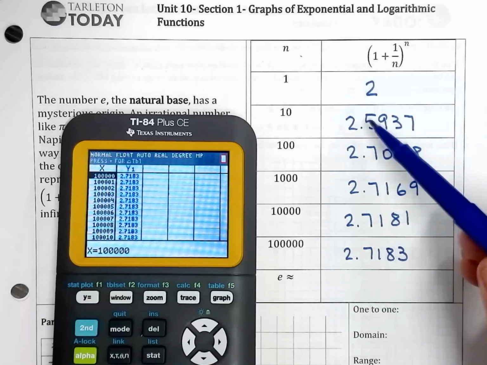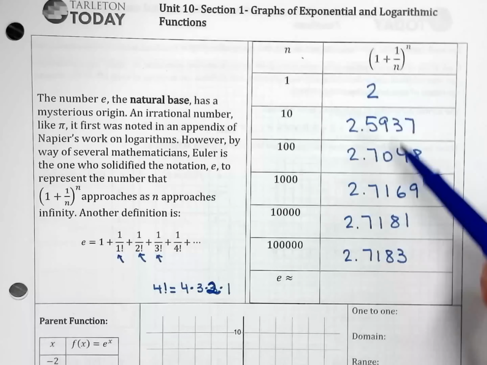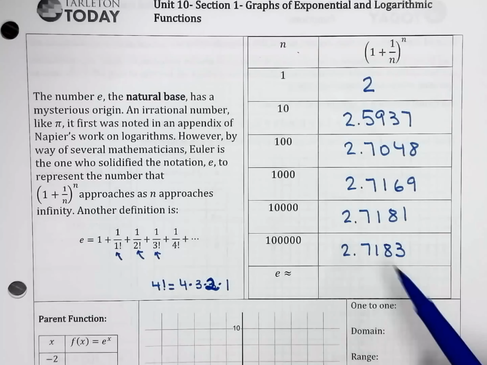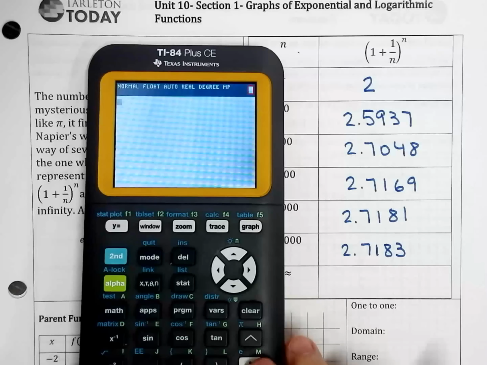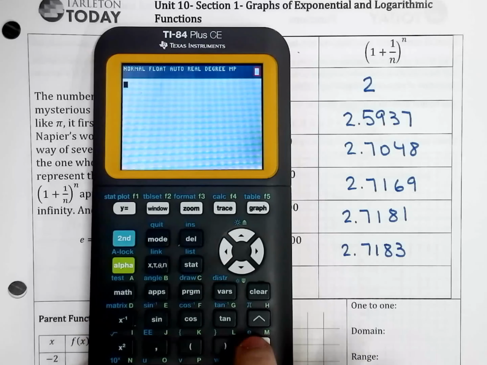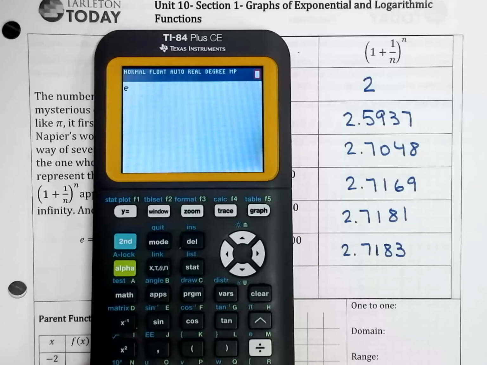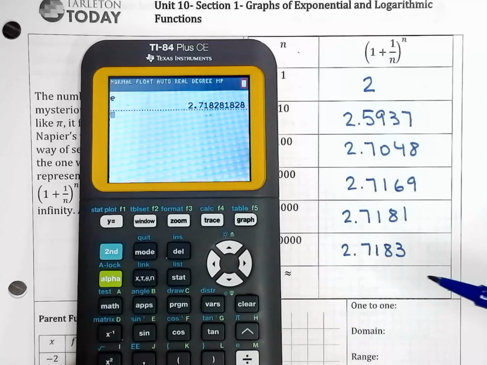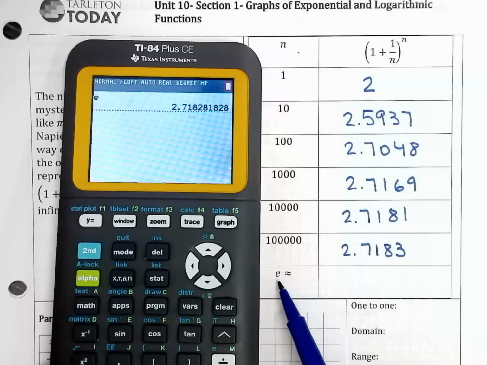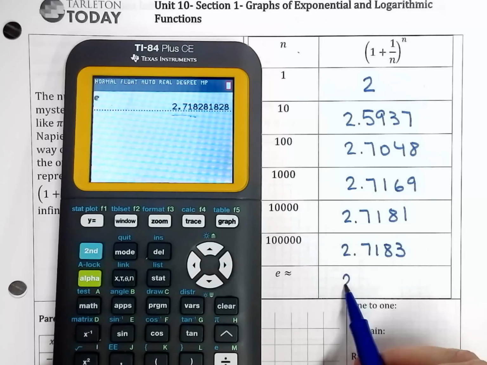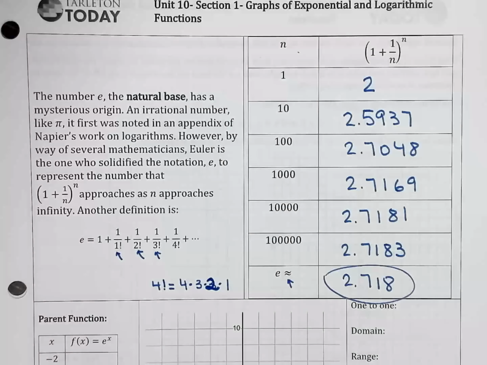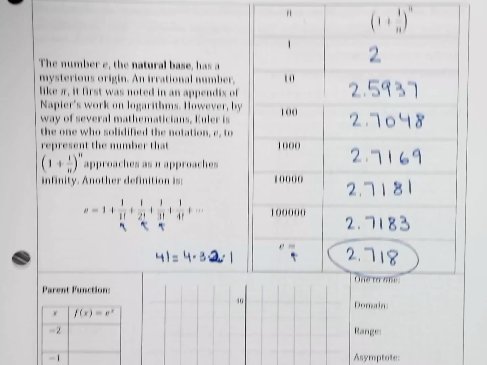So after this, we can see that it goes from 2, 2.5, 2.7, and it levels out right there at about that number. And if you were to look it up, see that little e right there written in blue? If you press second e, that will give you that very same number that we came up with from that formula right there. Okay, so e is about 2.718. That's what that means, is about 2.718.